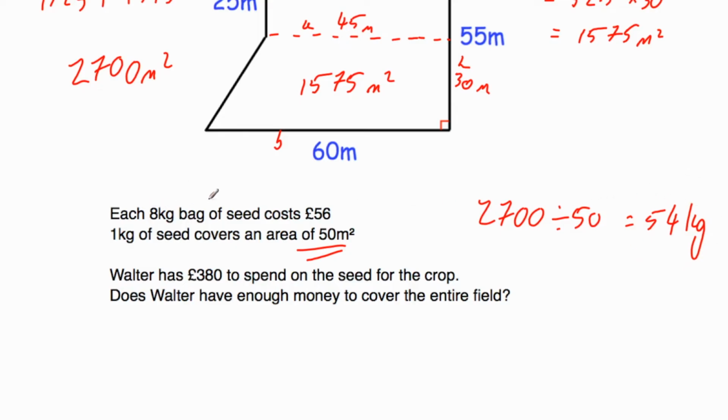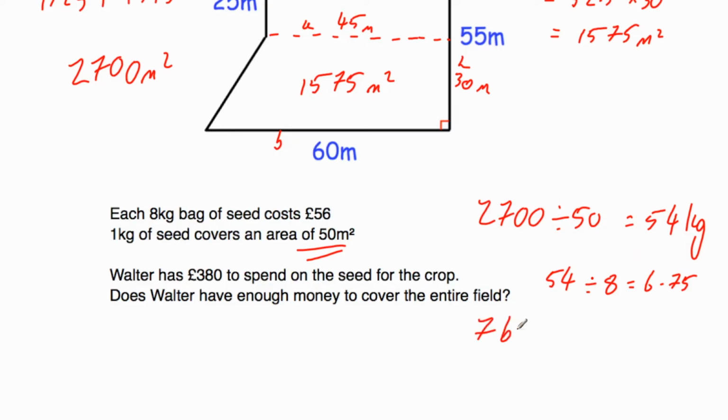Now each 8 kilogram bag costs £56, so let's see how many bags he needs. So let's divide the 54 kilograms he needs by the 8 kilograms he gets in each bag, to see how many bags he needs. So 54 divided by 8 is equal to 6.75. Now, unfortunately, Walter's not going to be able to go into the shop and say, can I have 6.75 bags? So he's going to have to buy 7 bags.